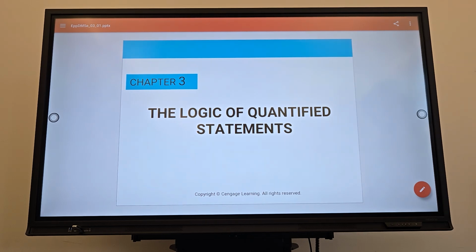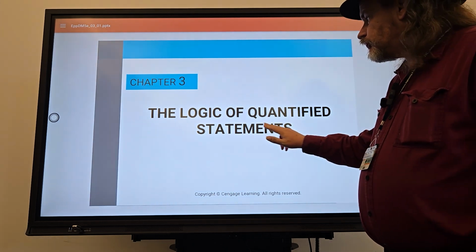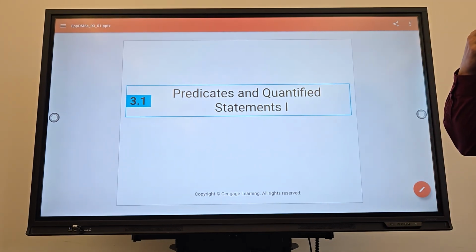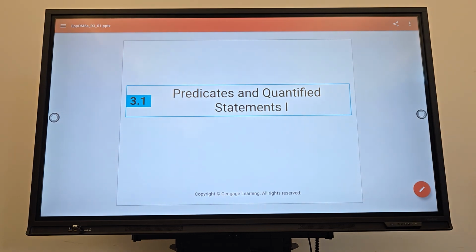So today we're going to be talking about the logic of quantified statements. Predicates and quantified statements, part 1.